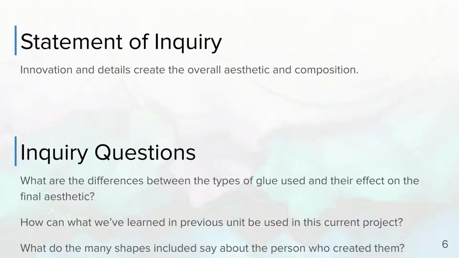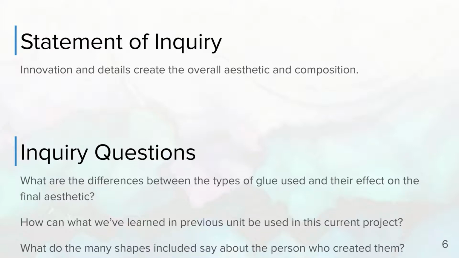Our inquiry questions, and these are the questions that we should be thinking about while we are working on these projects. So what are the differences between the types of glue and their effect on the final aesthetic? Typically, we're going to be working with 2 types of glue. They operate very differently. How do they operate differently, and what impact does that have on your final project?